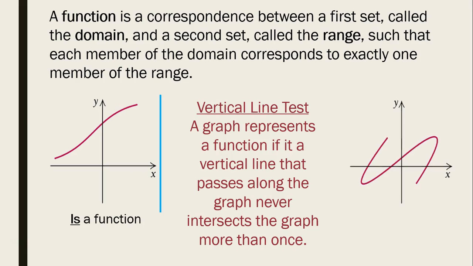On the other hand, if we have this graph and we pass a vertical line along it, you can see that it touches more than once in many different places. I'll just stop it right here, and you can see it's touching that graph in 2 places. That means that this fails the vertical line test and it's not a function.